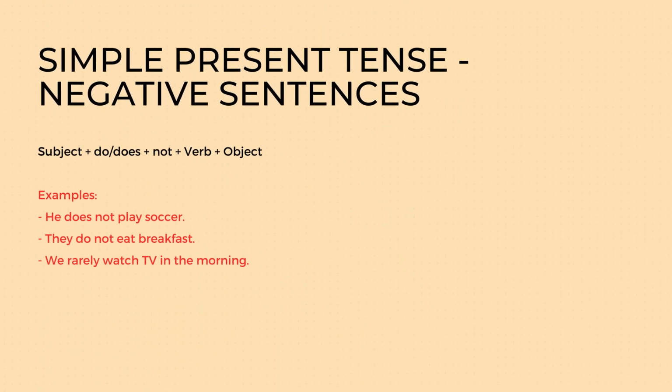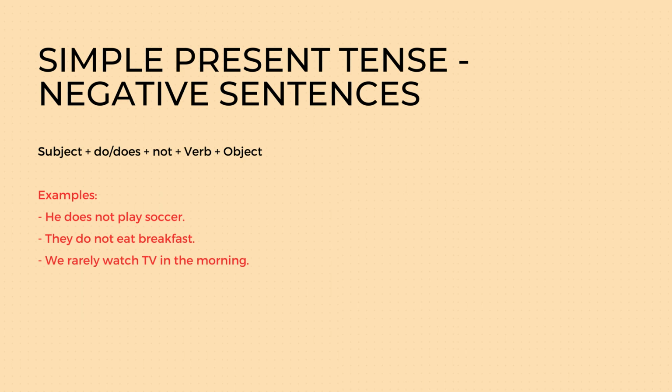For negative sentences in the simple present tense, we use the structure subject plus do/does plus not plus verb plus object. For example, he does not play soccer. In this sentence, he is the subject, does not play is the verb, and soccer is the object.